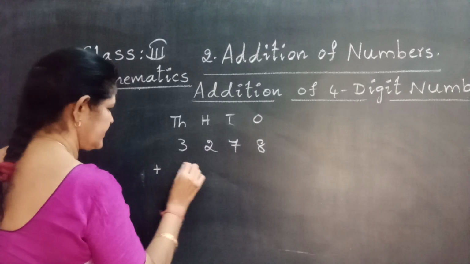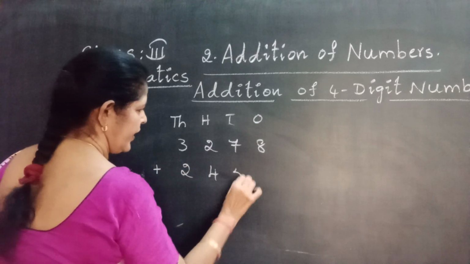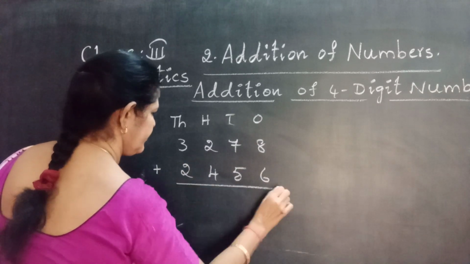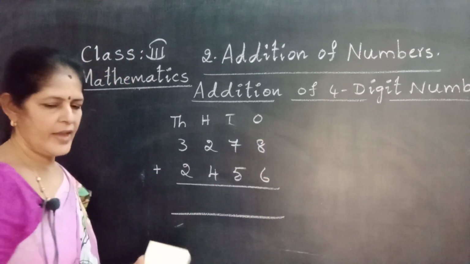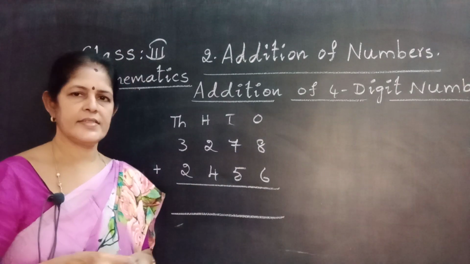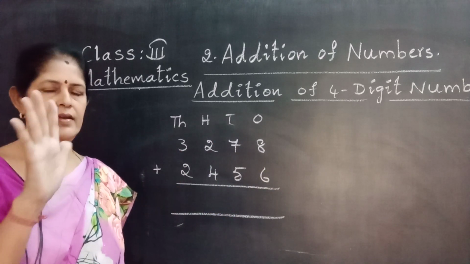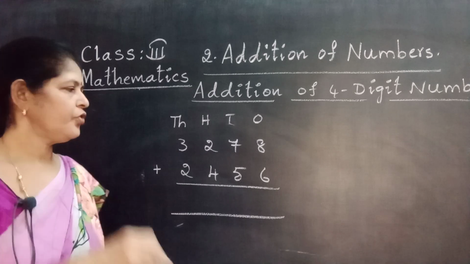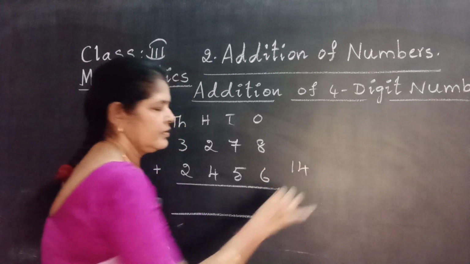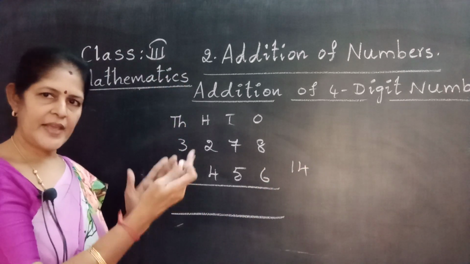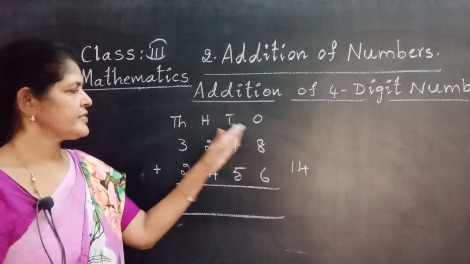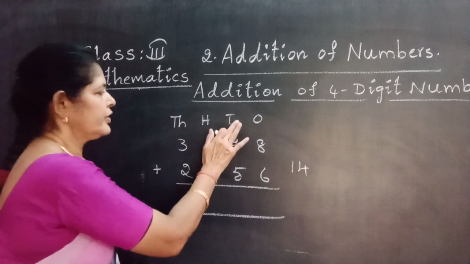3,278 plus 2,456. Come on, start from ones. 8 plus 6: take 8 fingers, 6 after 7, 8, 9, 10, 11, 12, 13, 14. With the grouping, ones place number, ones place, tens place number, carry forward to tens place.